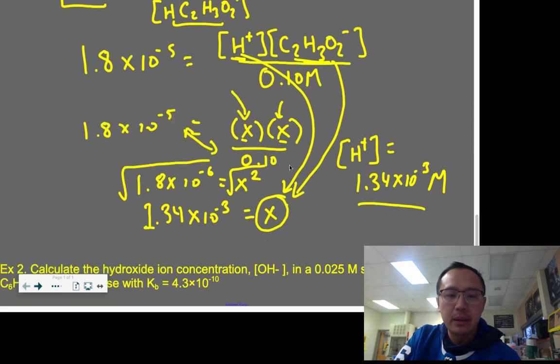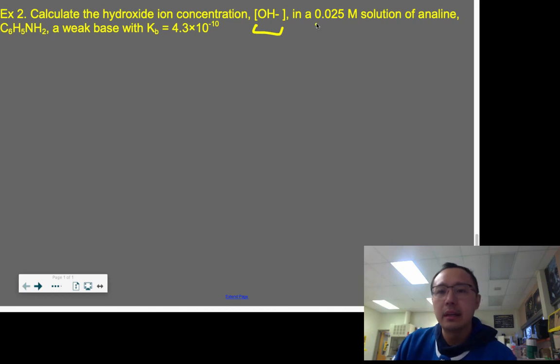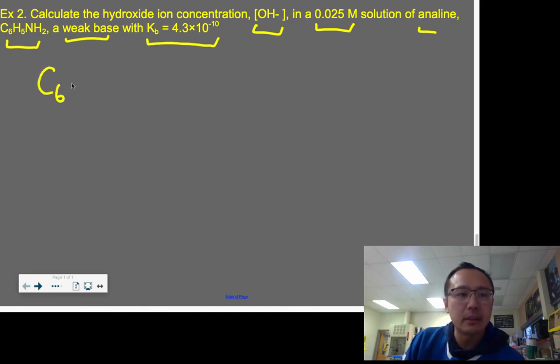So let's look at one that is about a weak base. So here's the question. You might want to pause the video and see if you can do this on your own. The question is, calculate the hydroxide ion concentration, so this is OH negative, in a 0.025 solution of aniline, which has this formula C6H5NH2. It says it's a weak base, so you can see that this is really similar to the last question, right? So let's write out my dissociation equation here.